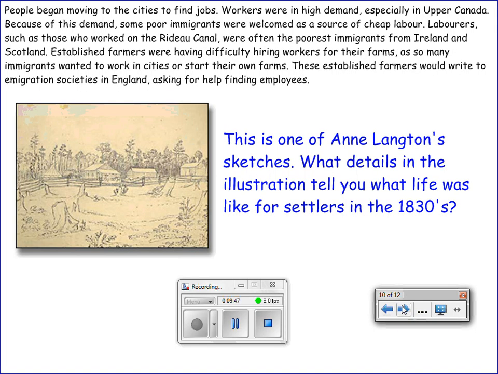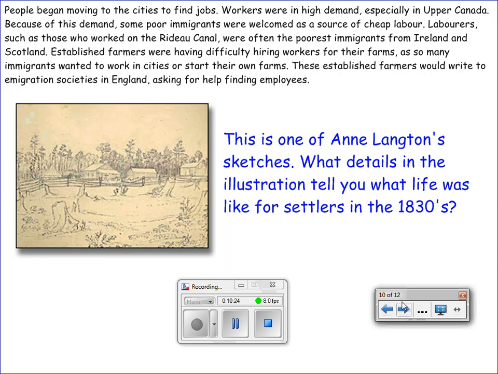People began moving to the cities to find jobs. Workers were in high demand, especially in Upper Canada. Because of this demand, some poor immigrants were welcomed as a source of cheap labor. Laborers, such as those who worked on the Rideau Canal, were often the poorest immigrants from Ireland and Scotland. Established farmers were having difficulty hiring workers for their farms, as so many immigrants wanted to work in cities or start their own farms. These established farmers would write to emigration societies in England asking for help finding employees.